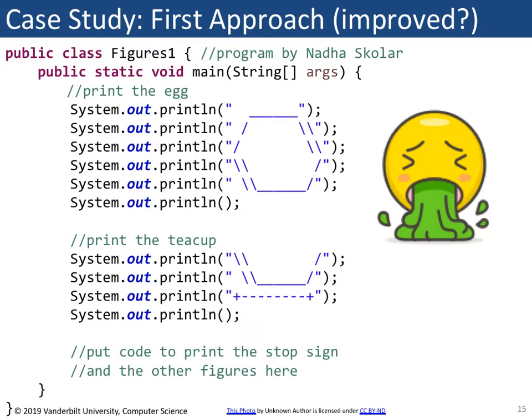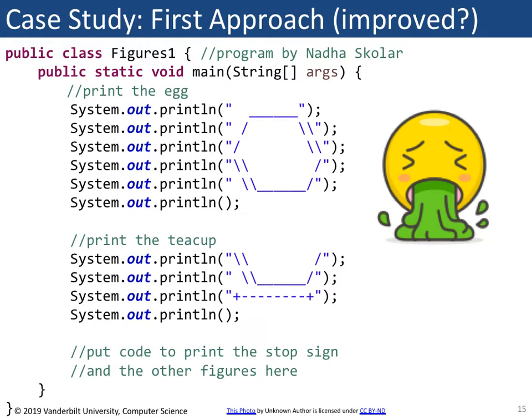What if we needed to print 2 eggs or 2 teacups? We would not really have a means to do that other than having to select and copy and paste this block of code again in the location in which we wanted to print another egg, or do the same thing with the teacup. That is not a good programming method.